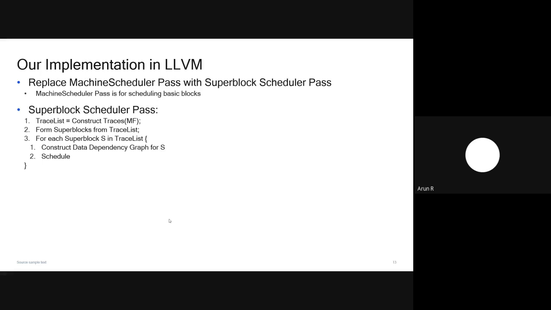Just to give a very high level overview: we replaced the machine scheduler pass with our superblock scheduler pass. The superblock scheduler pass first constructs traces, and then constructs superblocks from the trace list. It will terminate superblocks before side entries, so that we can avoid tail duplication altogether. Then for each superblock, we construct the data dependency graph, and then we schedule.